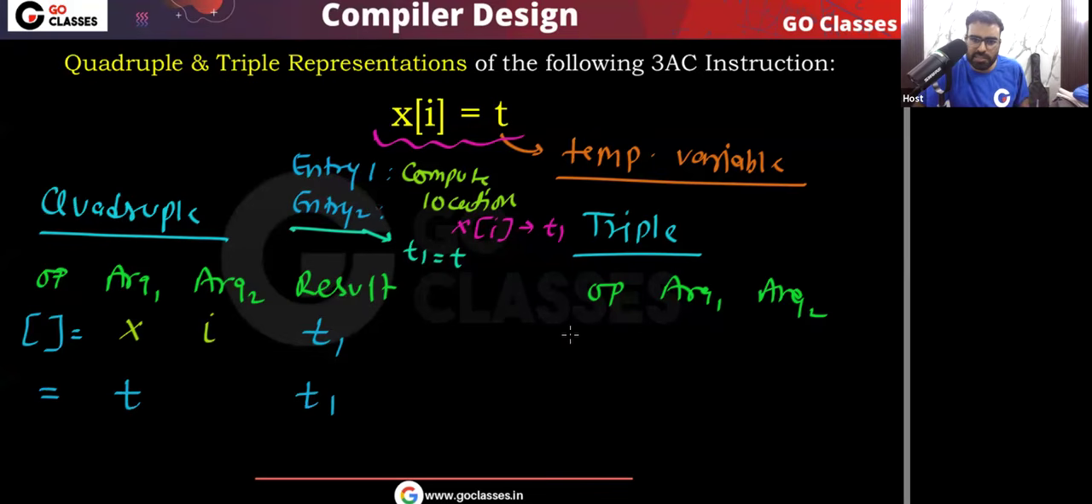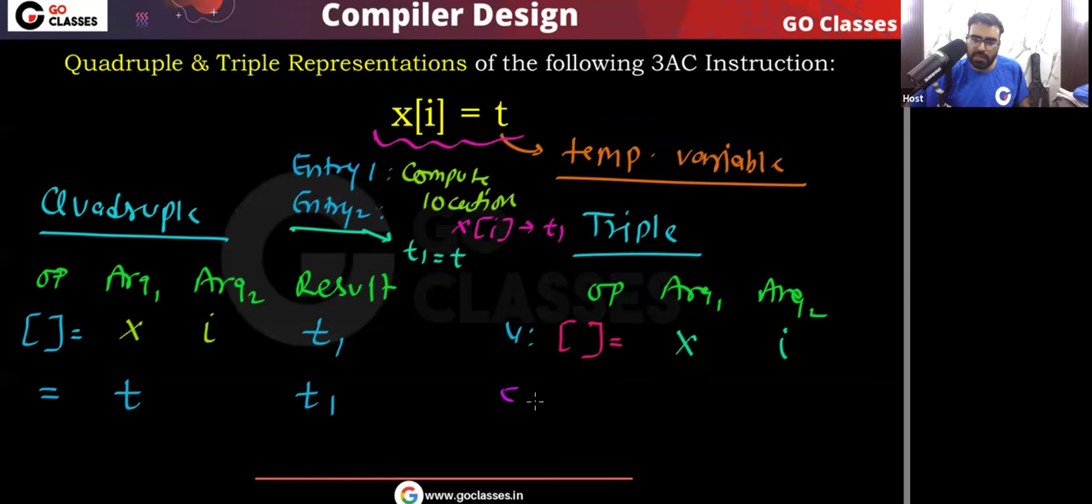What will be the triple representation? The operator you already know, the bracket assignment. This is the operator. What are the arguments for computing the location? First we are computing the location, so the arguments are x comma i. There is no result field, we do not store the temporary variables. Very simple. Let's assume that the position of this location is 4. Okay, let me assume position is 4.